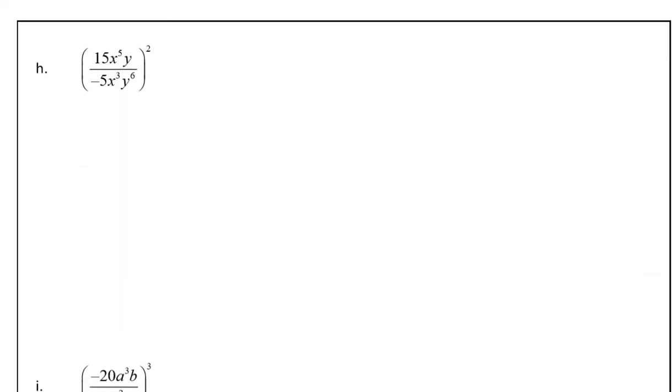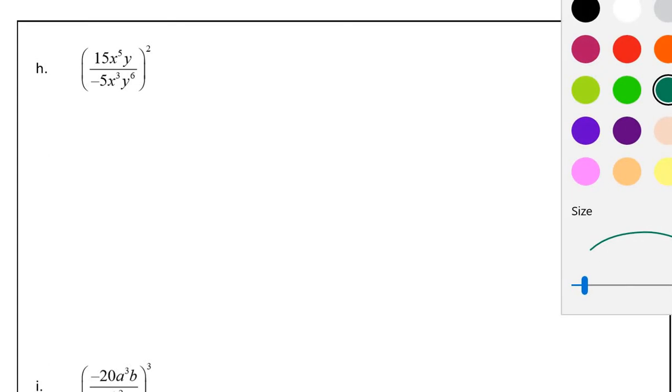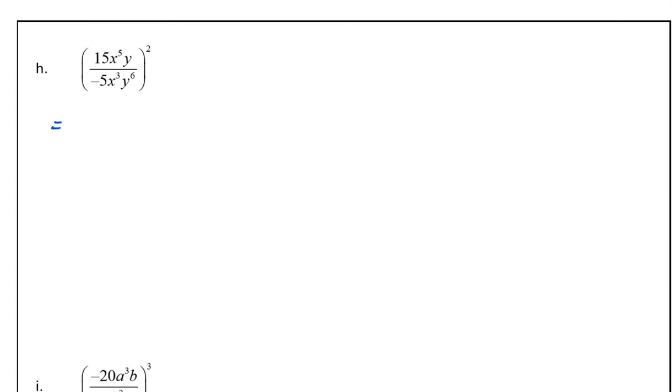Right, let's have a look at H. H is one of these questions that we did in the notes where an entire bracket is being squared. So you can distribute the square to everything in the bracket and then simplify, but our life is made a lot simpler if we just simplify the bracket first and then square. So let's try that route. A positive divided by a negative is a negative. 15 divided by 5 is 3. 5 x's at the top, 3 at the bottom, leaves me with 2 at the top. 1 y at the top and 6 at the bottom leave me with 5 at the bottom.